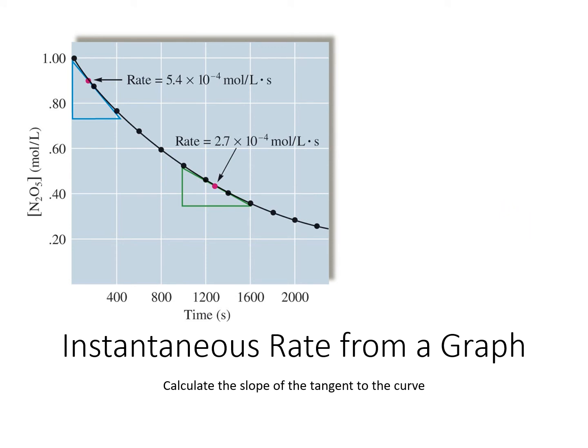An instantaneous rate can be found from a graph by drawing the tangent to the curve. So if we look at this top one, the blue triangle, first the tangent is drawn to the curve, and then we just find the slope of the tangent. So in this example, we have the rate at 2 different spots to show us the change in concentration of dinitrogen pentaoxide. It's called instantaneous because it's the rate at that moment in time.